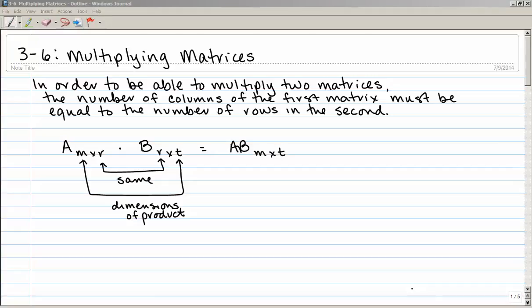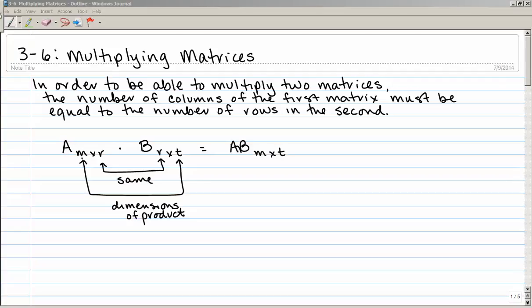Section 3.6 is on multiplying matrices. In order to be able to multiply two matrices, the number of columns of the first matrix must be equal to the number of rows in the second matrix. So let's take a look at this.